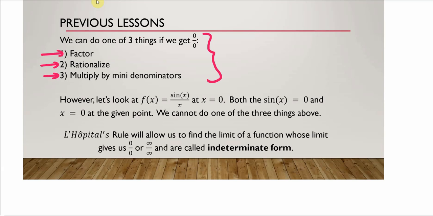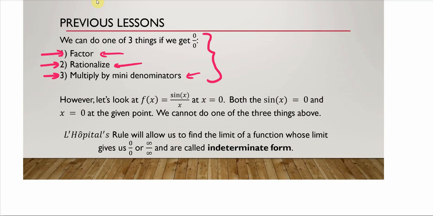So let's look at f of x equals sine of x over x at x equals 0. Both sine of x is equal to 0 and x equals 0 at the given point of x equals 0. All right, we cannot do one of the three things on this one. We cannot factor, we cannot rationalize, we cannot do the many denominators. So not only does L'Hôpital's help me do the stuff that we know how to do, it also helps us find stuff that we do not know how to do.